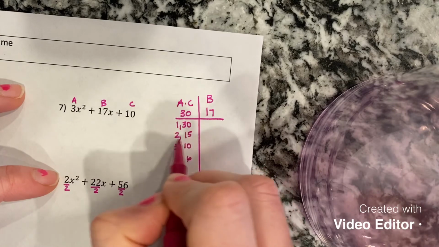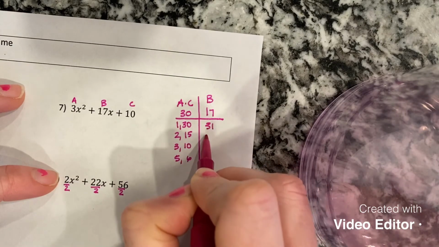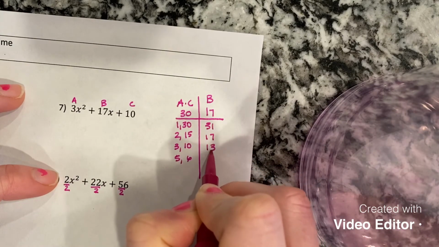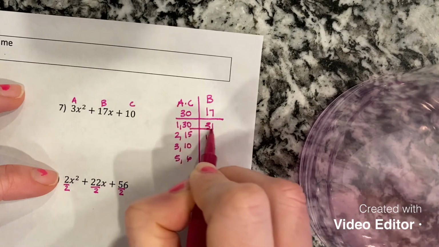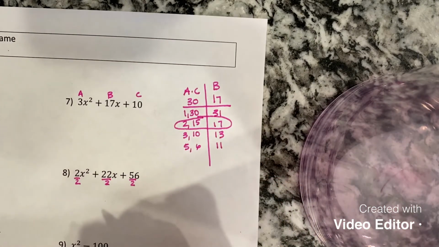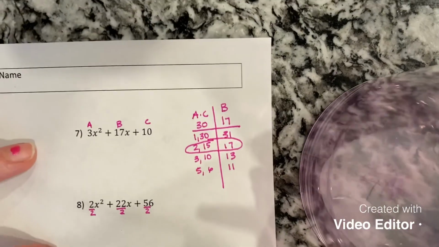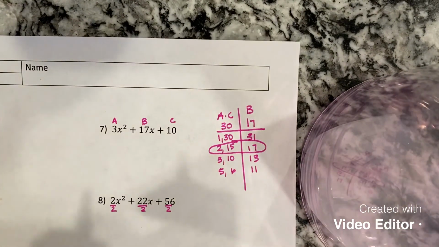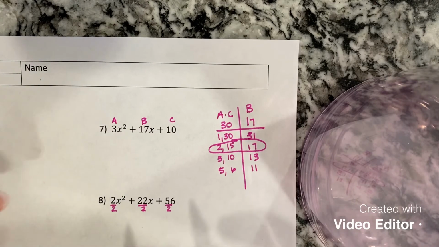Then you add these two terms together. So you get 31, 17, 13, and 11. This guy's your winner. Did I have to go beyond that? No, but I think sometimes you guys don't know your multiplication very well, so it's a nice little help to go through them all and make sure we didn't miss anything.